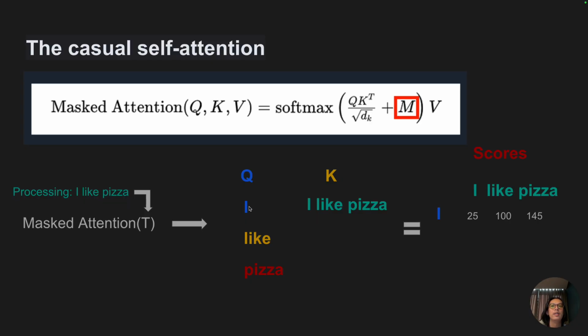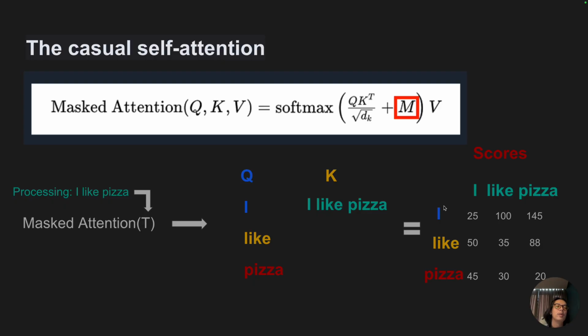In the first dot product, when processing the I token, it tries to find how much attention I should give to the I token, how much attention to the like token, and how much attention to the pizza token. Then when we process the like token, how much attention should I give to the I token, how much to myself, the like token, and how much to the pizza token, and so on for pizza.